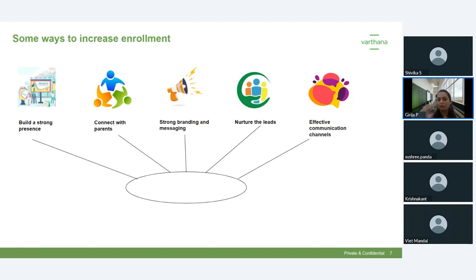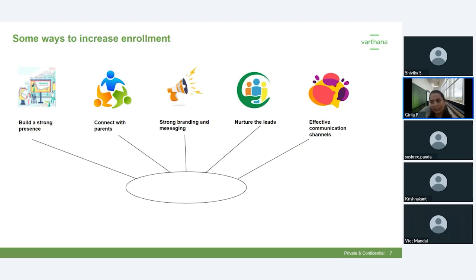With this branding and effective communication channel, they built a strong presence. Even though there were already competitors in the market, their messaging was so strong and their strategies were very effective that they were still able to build a strong presence and crack the market. Similarly, if we keep all these things in mind, we will also be able to increase the enrollment of our schools.